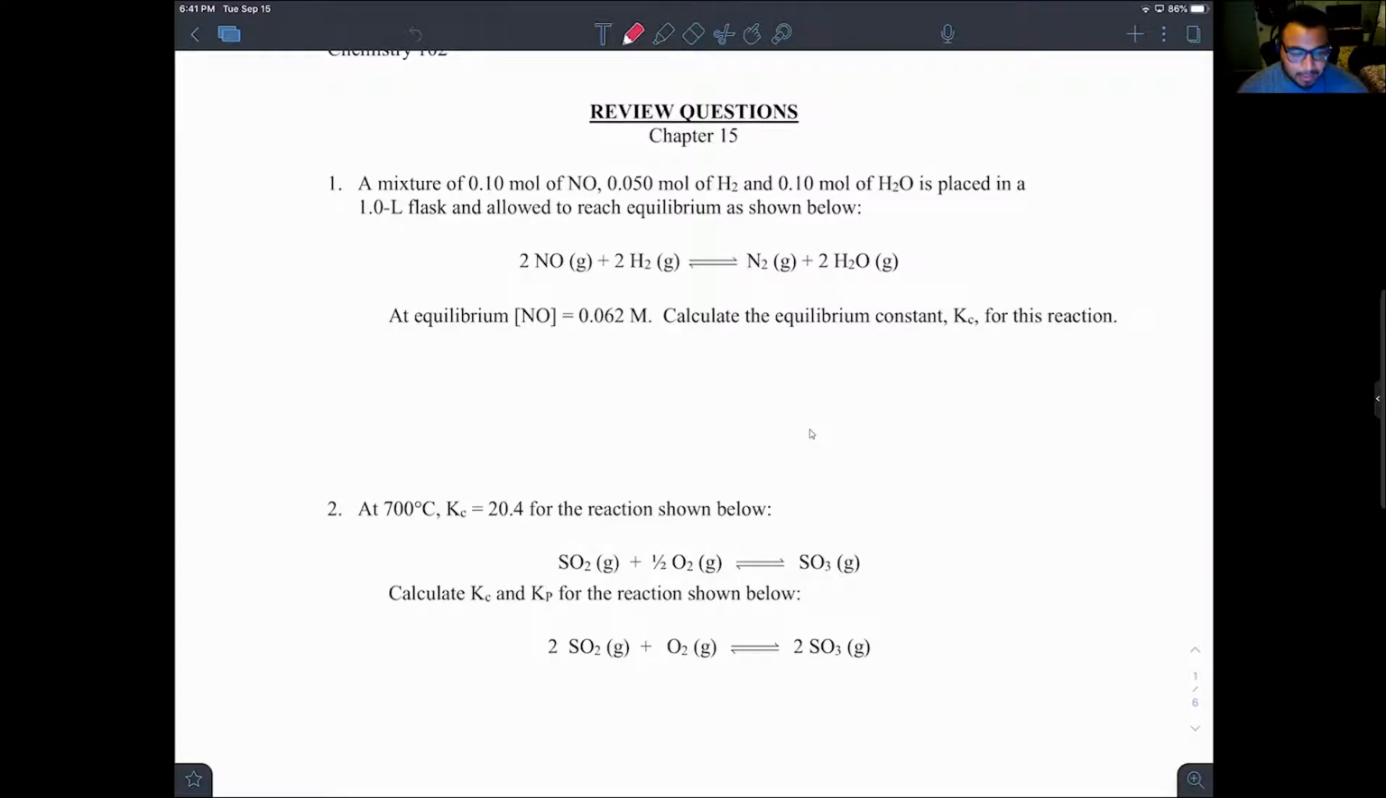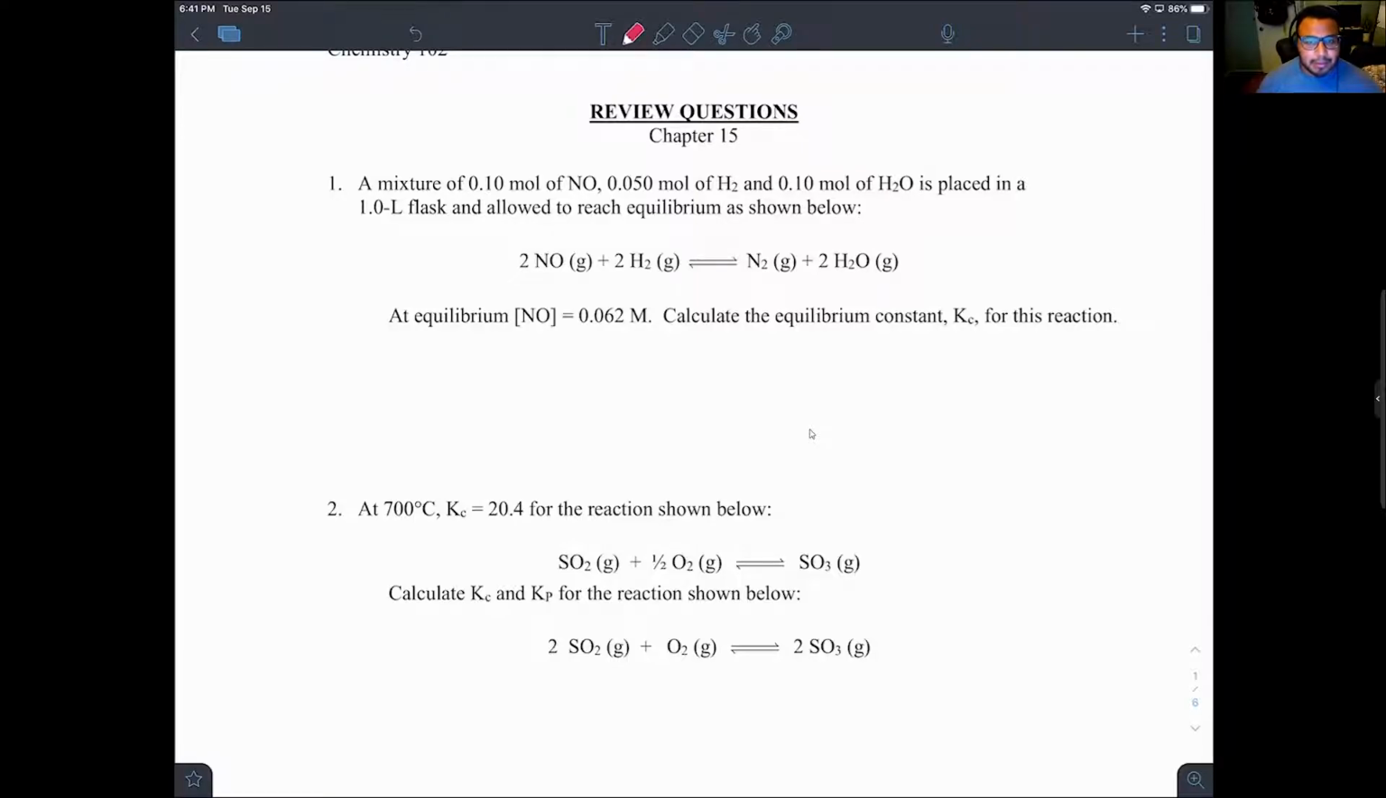So we have a mixture of 0.1 mole of NO, 0.05 mole of H2, and 0.1 mole of H2O. It's placed in a 1 liter flask, and it's allowed to reach equilibrium as shown in this equation here. You know it's at equilibrium because I have this double-sided arrow here. Okay, so at equilibrium, you have a concentration of NO that's 0.062 molar. Calculate the equilibrium constant Kc for this reaction.